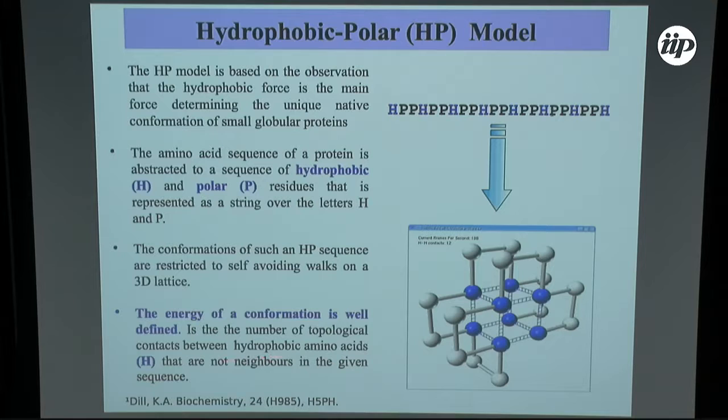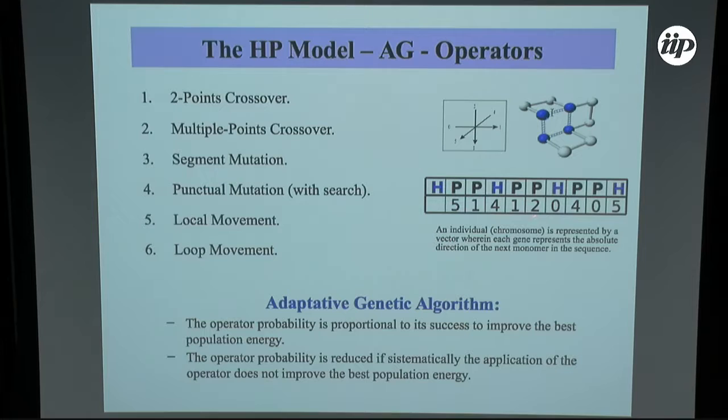Here we have the chromosome, where in each gene we have the absolute direction of the next monomer. We use six operators: two crossovers, two mutations, and two local movements. We also use an adaptive genetic algorithm for the operator probabilities.